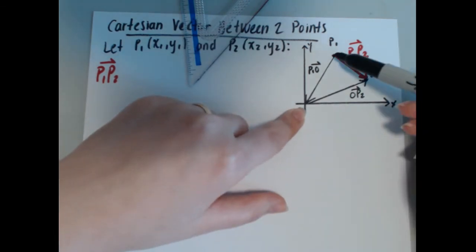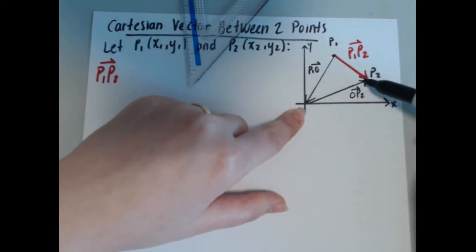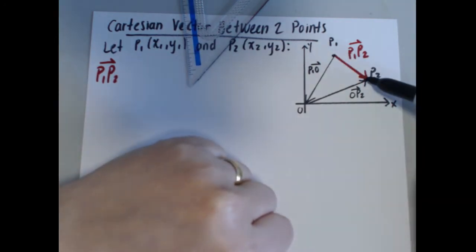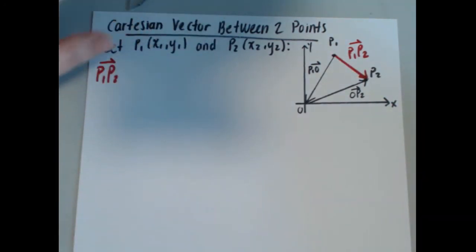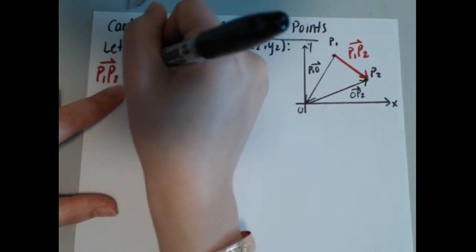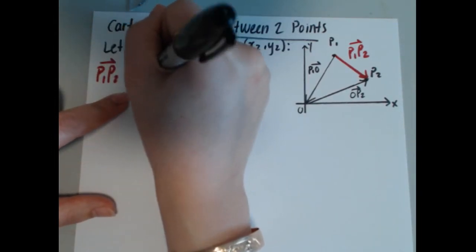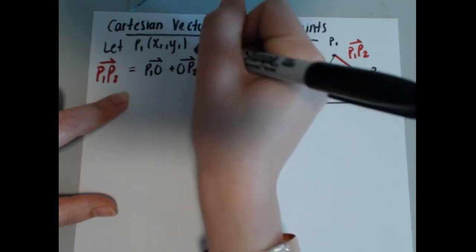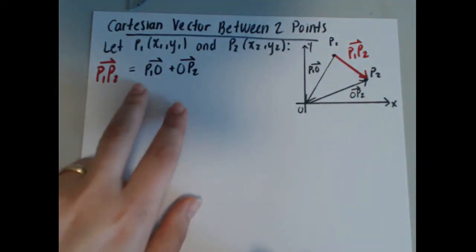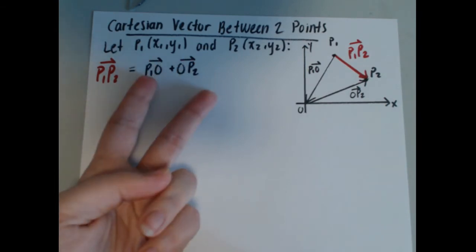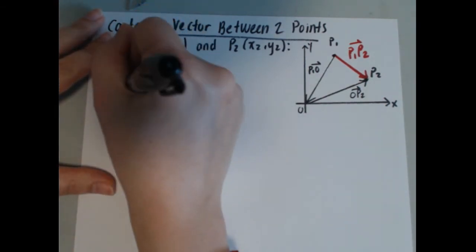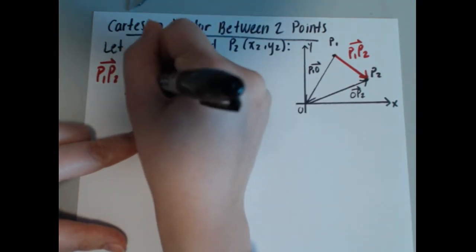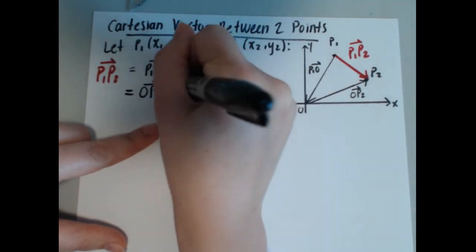Right, so when you add these vectors tip to tail, as they are right now, the resultant, which goes from the tail of the first vector to the tip of the final vector, is P1P2. Okay, so therefore I come up with the expression that P1P2 is equal to P1O plus OP2. Okay, so I'm going to take this and flip it around, because I know that addition is commutative. So this is the same thing as OP2 plus P1O.